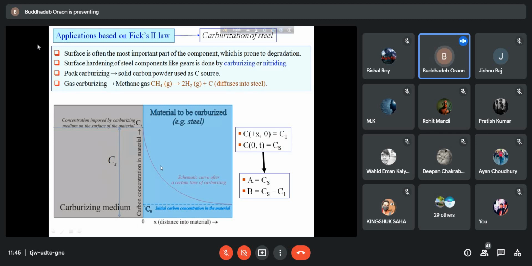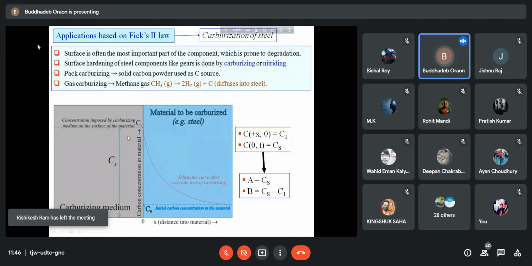Because of this difference in concentration, from the carbon environment, the carbon atoms enter into the surface of the material, and the concentration profile will be something like this. At the surface itself, the concentration will be highest, and as you go deep into the material, the concentration will come down. So this will be the concentration profile in case of the carburization process.